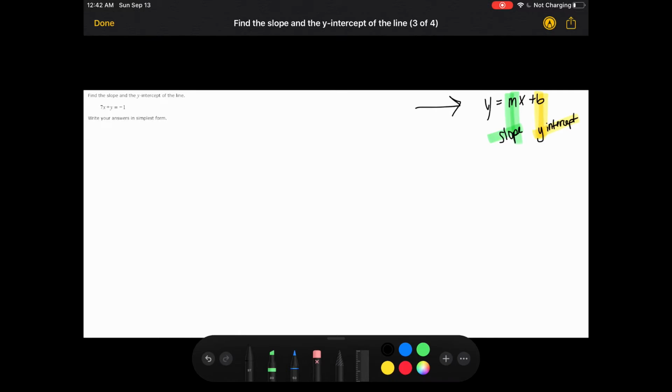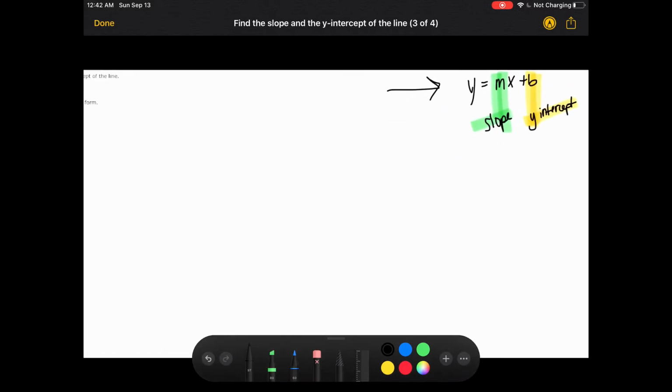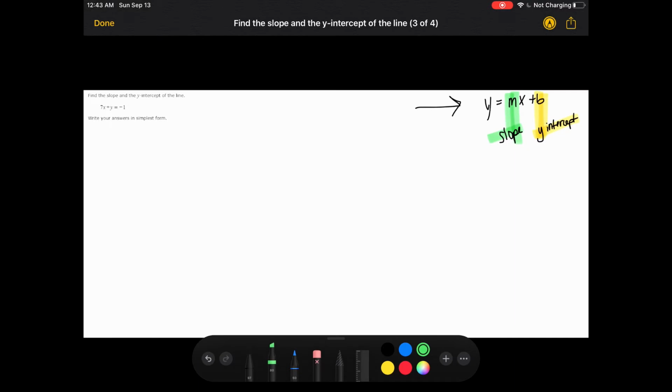So remember, that is y equals mx plus b, right? Where m is the slope and b is the y-intercept, okay? X and y are just x and y. People get really confused by that. They're like, what's x and what's y? I can't solve. You don't need to do that. You just need to say what's your slope and what's your y-intercept. So you need to put this equation into this form.